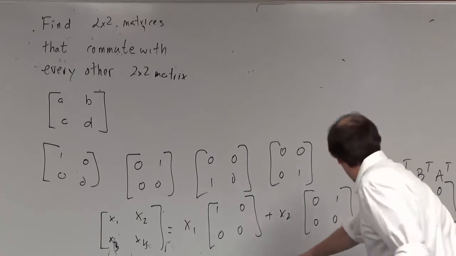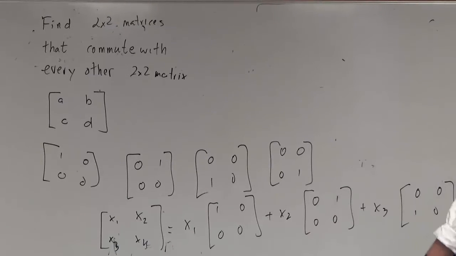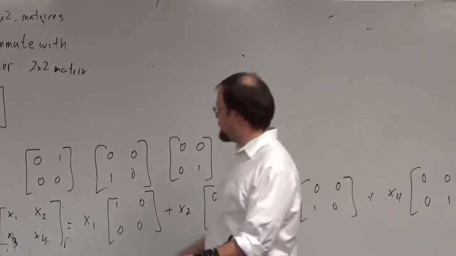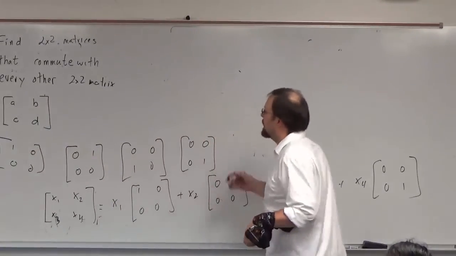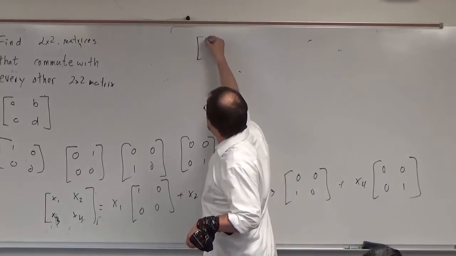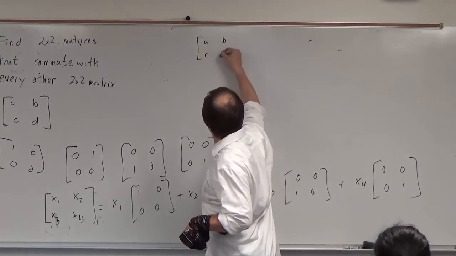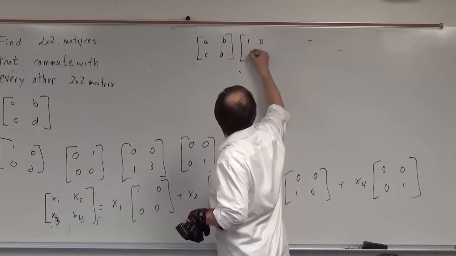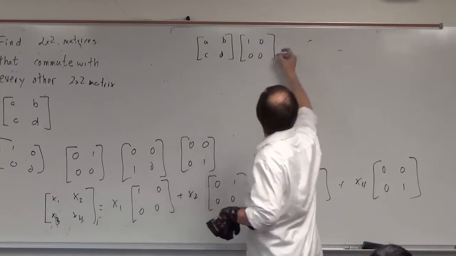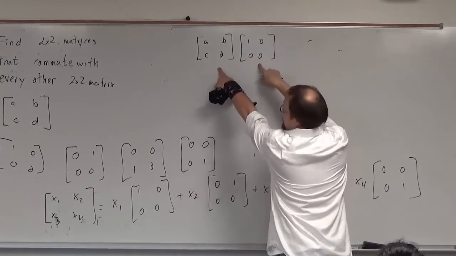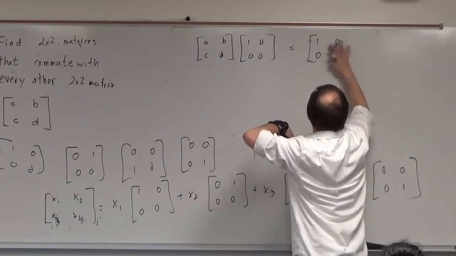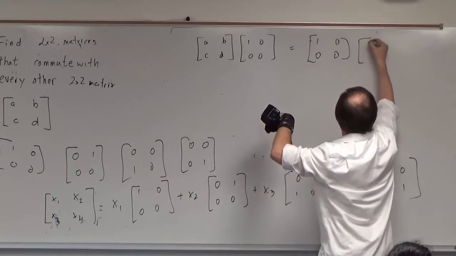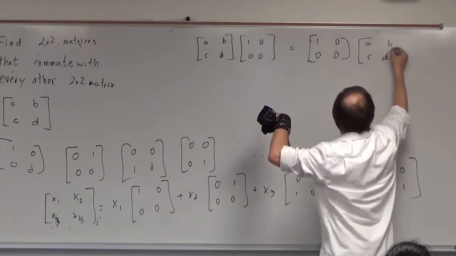Let me erase this junk here. All right. So let's see. Let's just use this matrix first to see what we can learn about these numbers. So we want our matrix to commute. So we want our matrix times the simple one to equal that simple matrix times our matrix, switching the order of multiplication. And what do we learn from this?